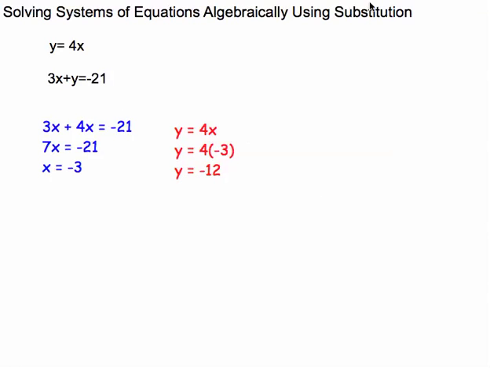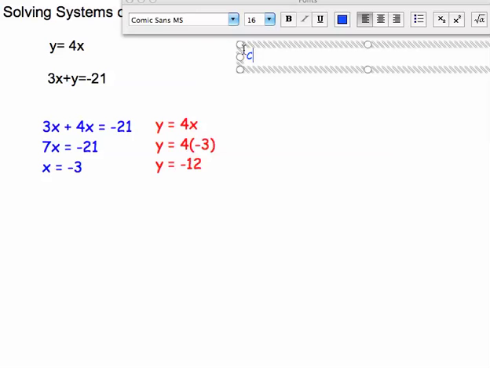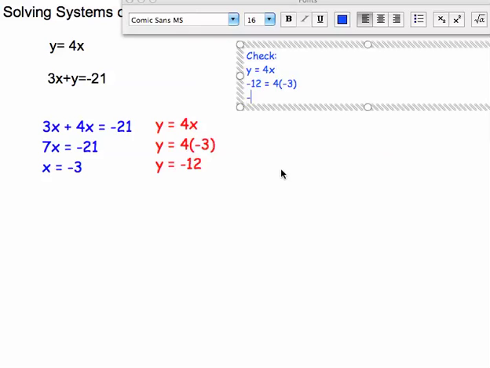And then what I should do to make sure that I have the right answer here is just do a quick algebraic check. And the way that the check works is that you just take each equation, first take y equals 4x, and substitute in the values to see if it works. So the y value is negative 12. Does that equal 4 times negative 3? And if you evaluate 4 times negative 3, you do get negative 12.